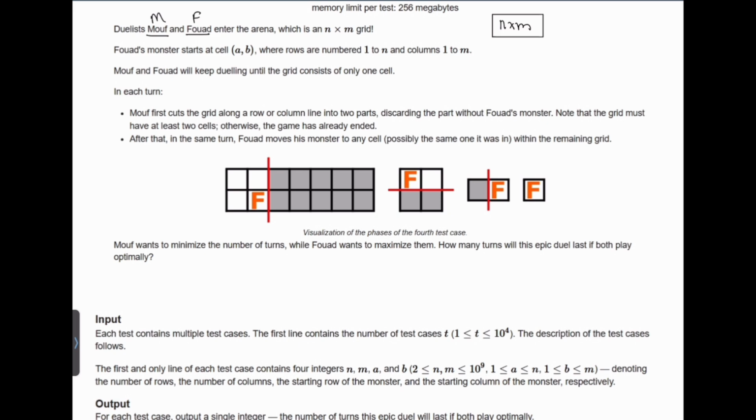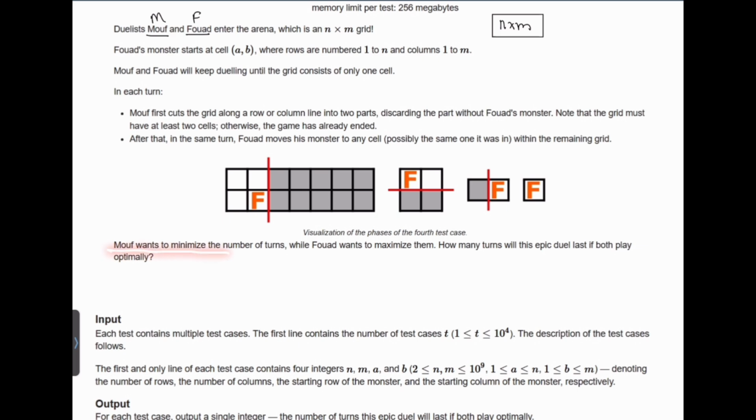This cut can be made row wise, or it can be made column wise. So for example, this is a column wise cut. It cuts along the column. We can also have a cut along the row like this. Now, after that, in the same turn, F moves his monster to any cell. Okay, now F, for example, is here, right? He can move his monster to any cell he wants, any cell in the remaining area.